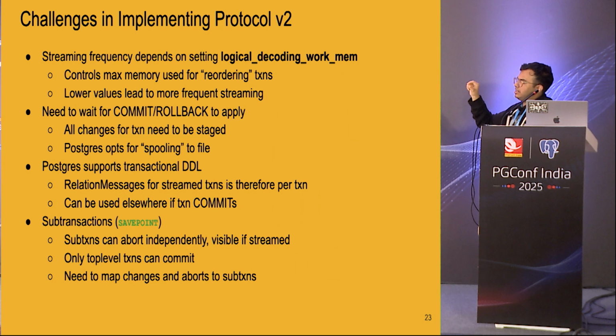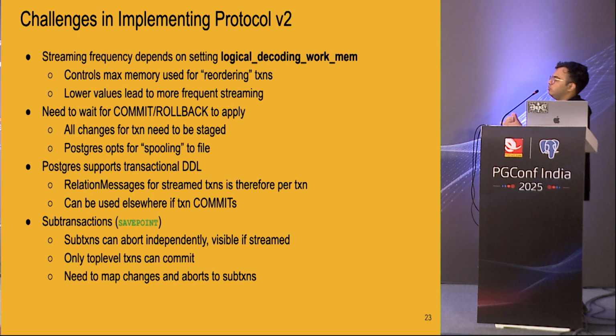If this parameter is set to a lower value, we will get the changes being sent more frequently. If it is set to a very high value, Postgres decides that there's no need to stream this transaction because it can handle it without streaming it. So because of that, the streaming frequency is dependent on this setting, and you should not have a very low setting for the logical decoding workflow, because that can affect the throughput of streaming because it happens too frequently.